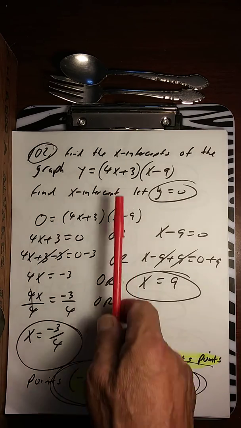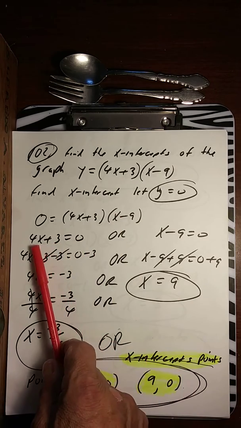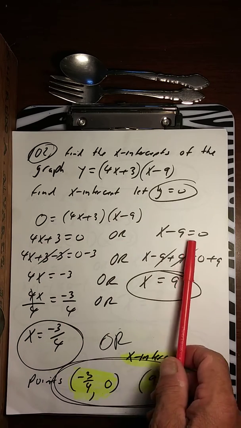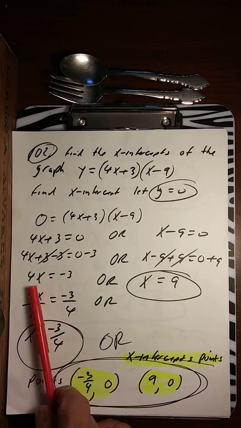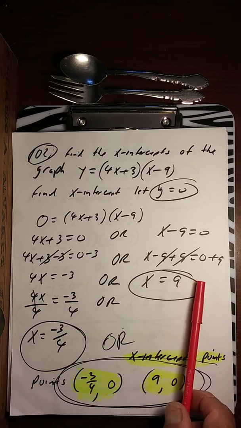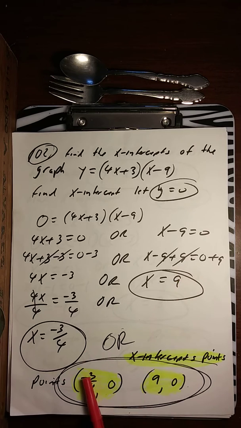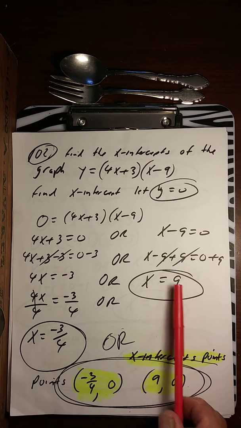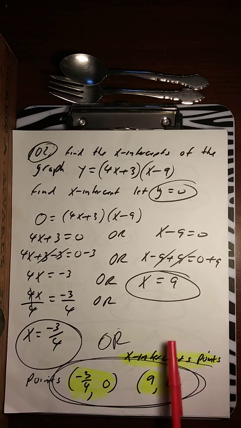Find the x-intercept, set that equal to 0, and we have 4x plus 3 equals 0, or x minus 9 equals 0. Minus 3, divide by 4, x equals negative 3 over 4, and x equals 9, add 9. So negative 3 over 4, 0 is one point, and 9, 0 is the other point, the x-intercept points.